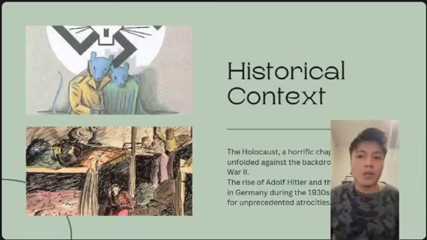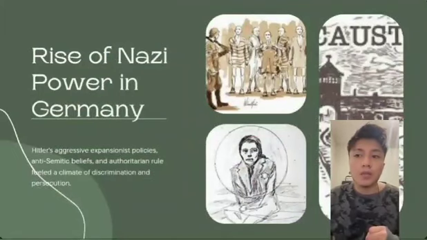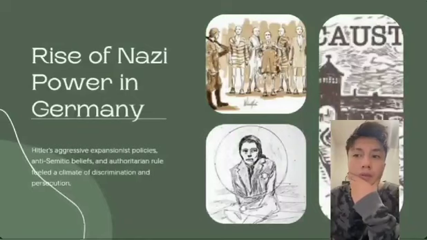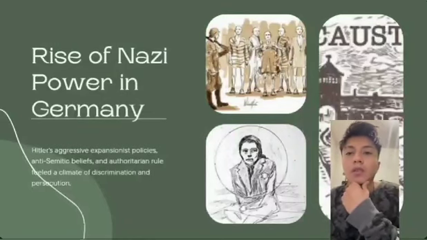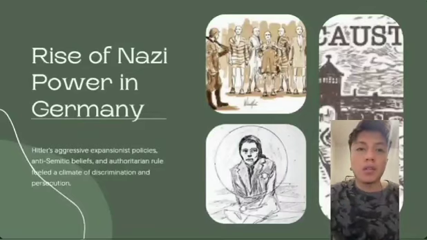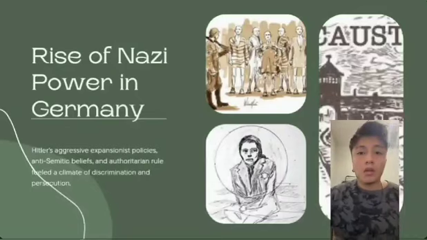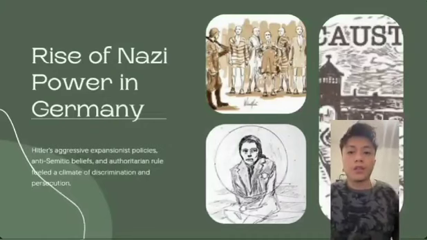The context for the Holocaust was a terrible chapter in history, unfolding against the backdrop of World War II. The rise of Adolf Hitler and the Nazi Party in Germany during the 1930s set the stage for unprecedented atrocities. We see the images. They were from the Nazi times. For the next slide, we see the historical context.